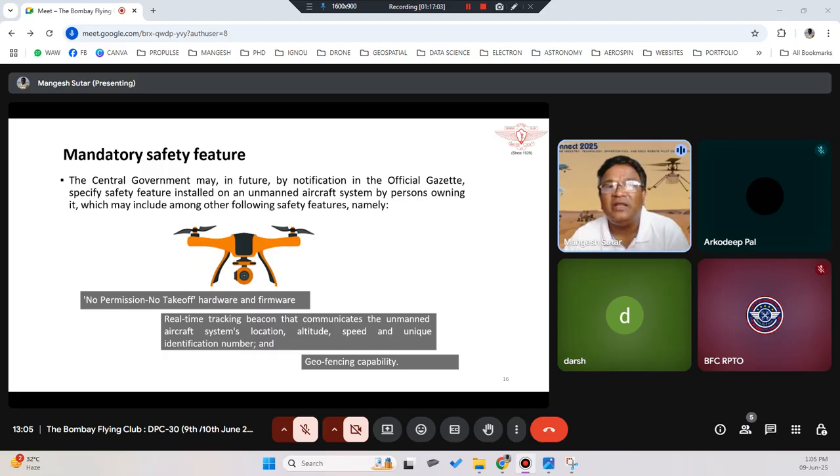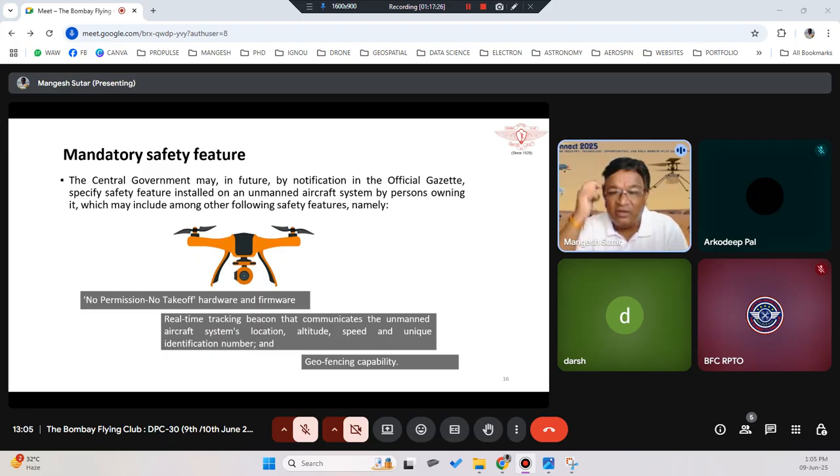Similarly, your drone should have a real-time tracking beacon that communicates the unmanned aircraft system's location, altitude, speed, and its UIN number, the unique identification number. It's nothing but like the number plate you have on your car or bike. Similarly, a drone also has a number. It is a registered number. As you register your drone, you get a UIN number.